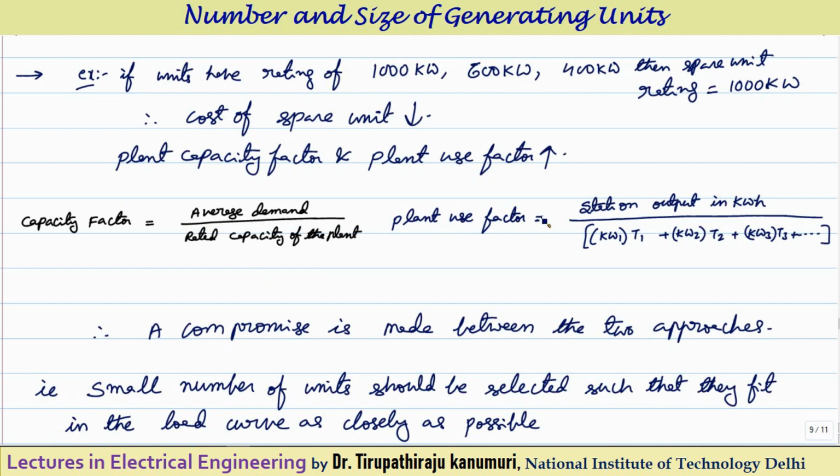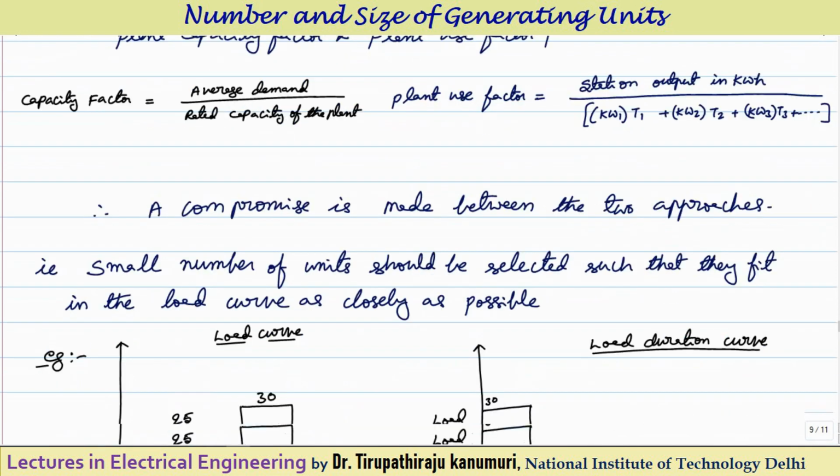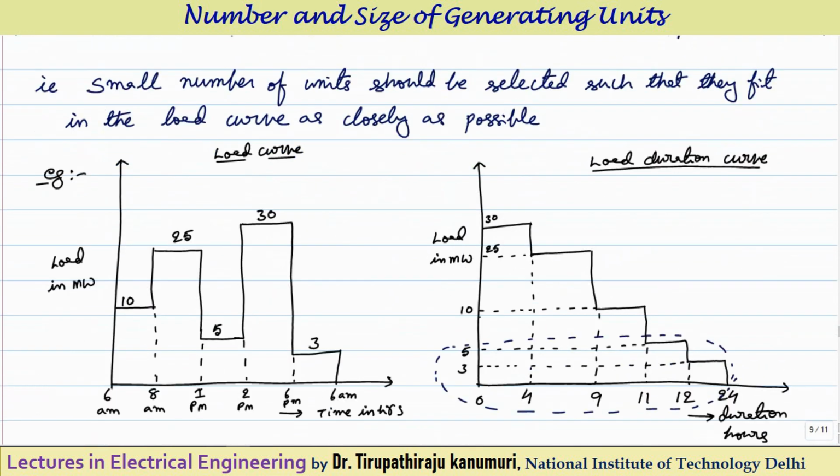Now coming to the plant use factor, it is station output in kilowatt hour divided by the rating of each unit multiplied by the time for which that unit is running. If you are taking a single unit, that means 2000 kilowatt is running for 24 hours. But in this case, each unit is running for a different time in order to fit the load curve. That means each unit is not running for the entire duration, so automatically the denominator value will be less, and the plant use factor will improve. So a compromise is generally made between these two approaches, going for a single unit or going for multiple small units. In practice, a small number of units should be selected such that they fit the load curve as closely as possible.